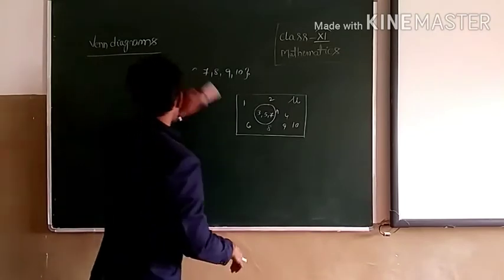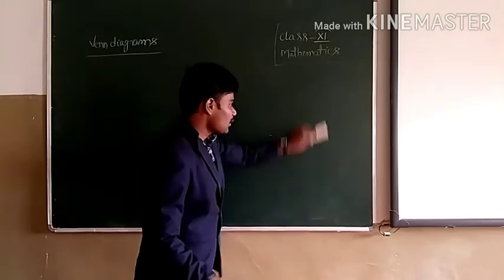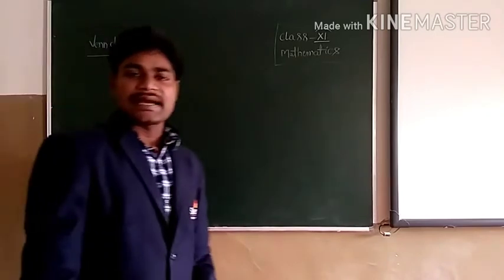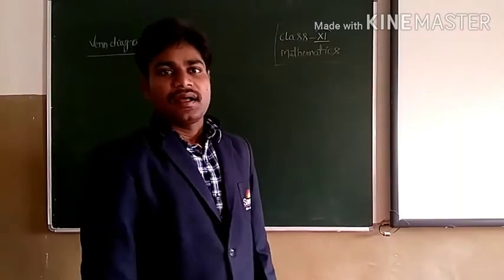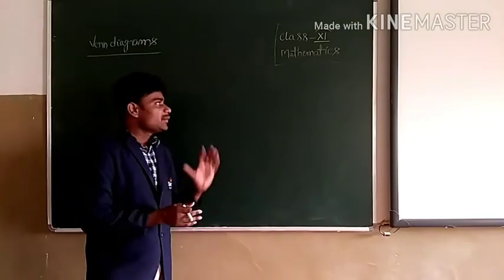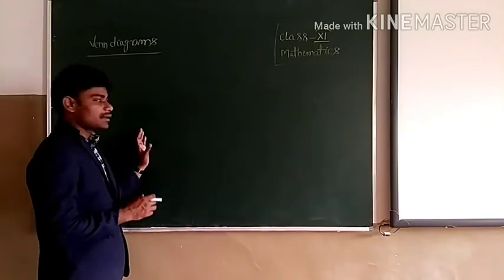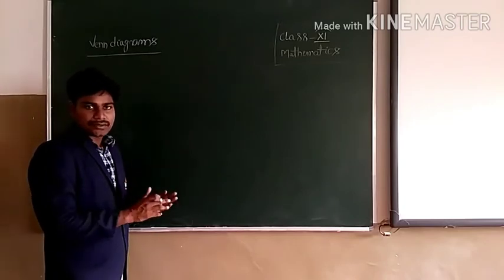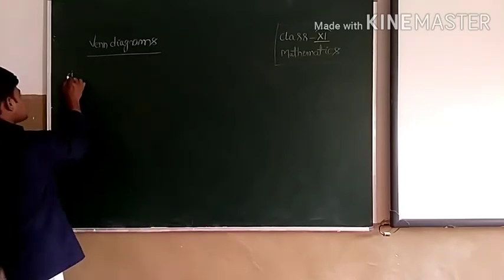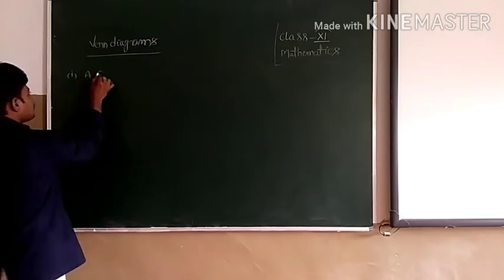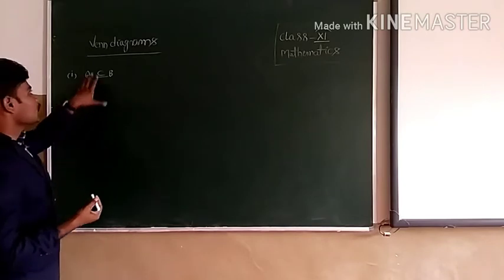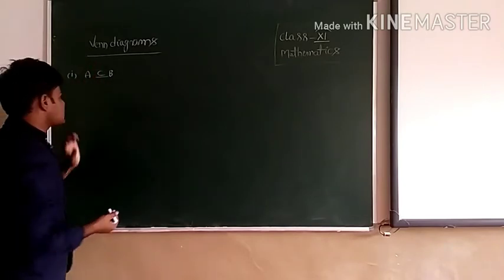Next, let's see some other representations. We already discussed different types of properties, right? So union of sets, intersection of sets, and complement of set, difference of sets. Now let me tell you about the Venn diagrams relating to those expressions. Okay, first one is A subset B. Now let's see how we can draw the Venn diagram for this expression.